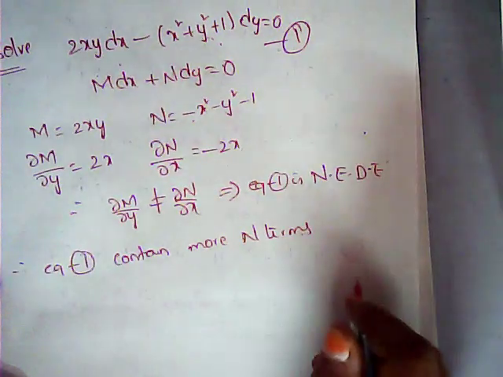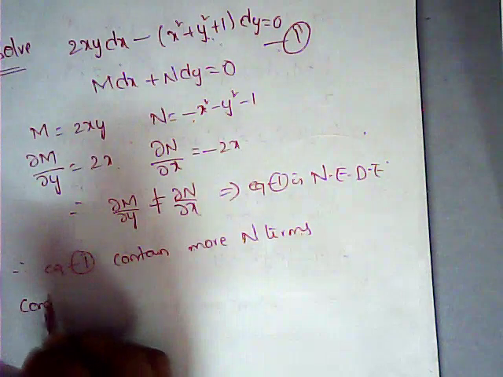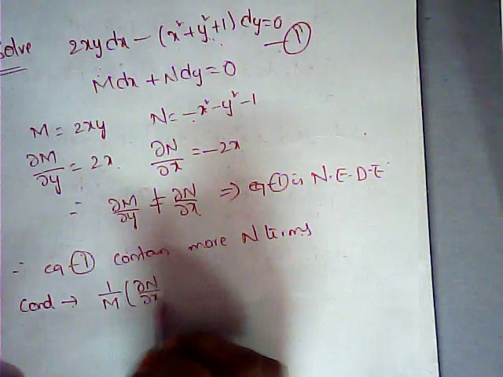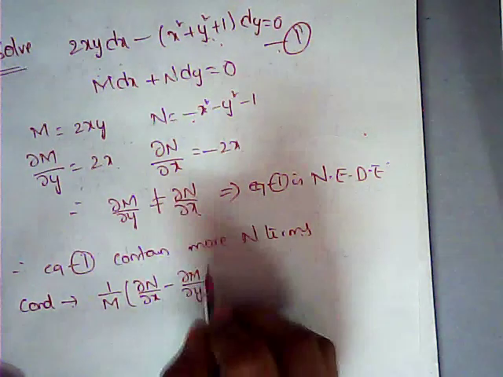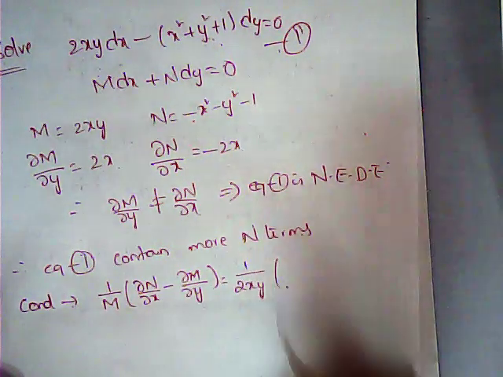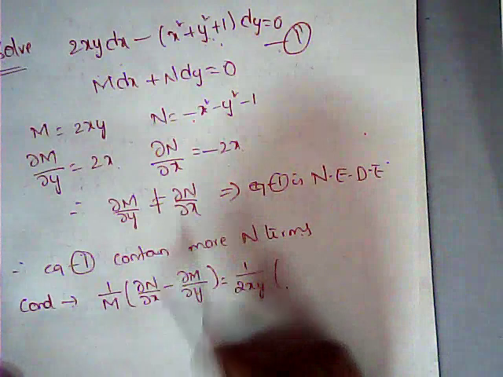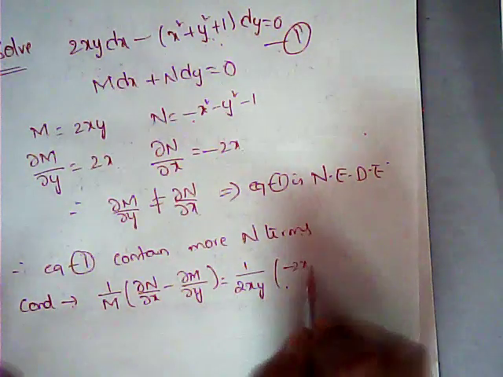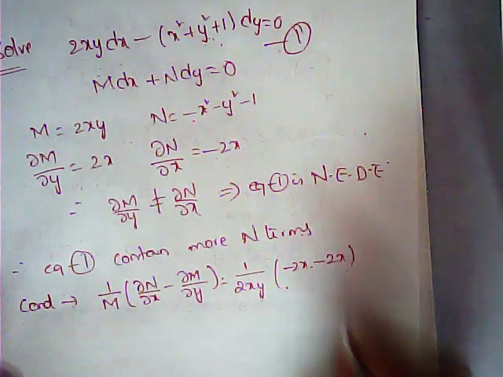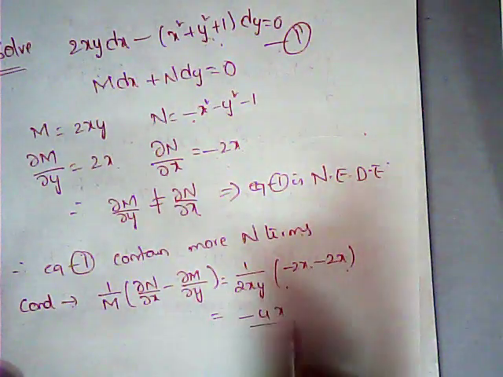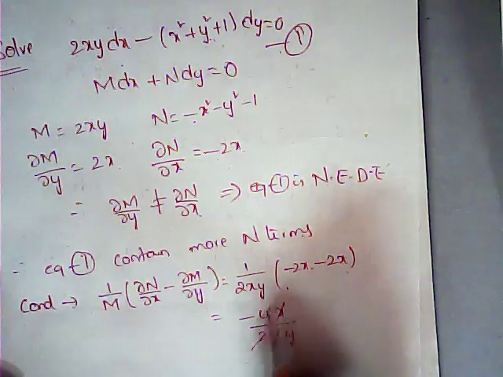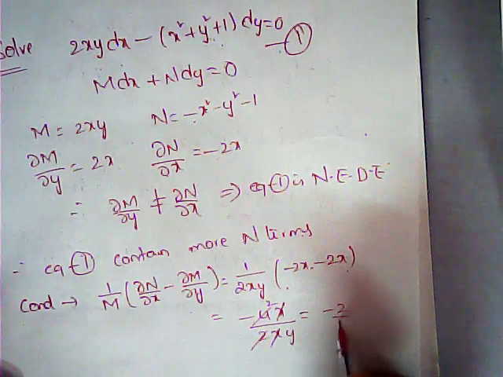Since we are having more N terms, what is the condition you need to check here? You need to check the condition 1 by M into dou N by dou x minus dou M by dou y. You know what M is here, right? So 1 by 2xy into dou N by dou x, which is minus 2x, minus dou M by dou y, which you got as 2x here. So finally you got minus 4x by 2xy. Here x will get cancelled, and 2, so you got minus 2 by y.